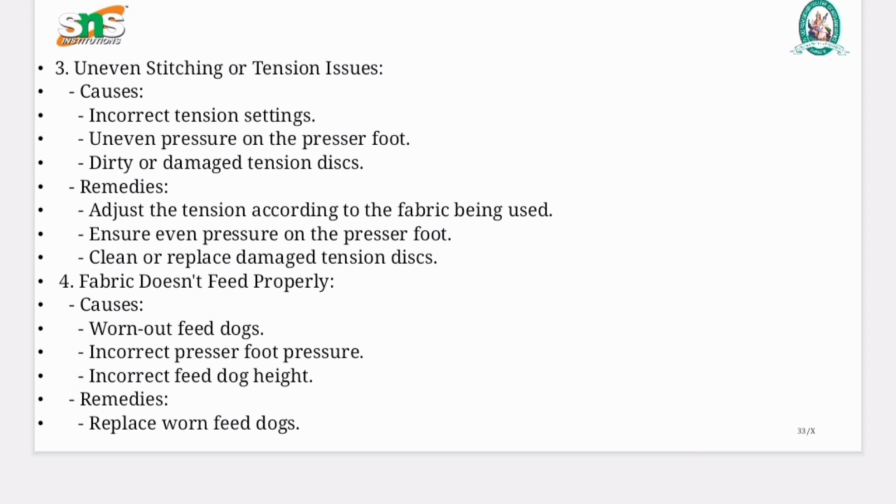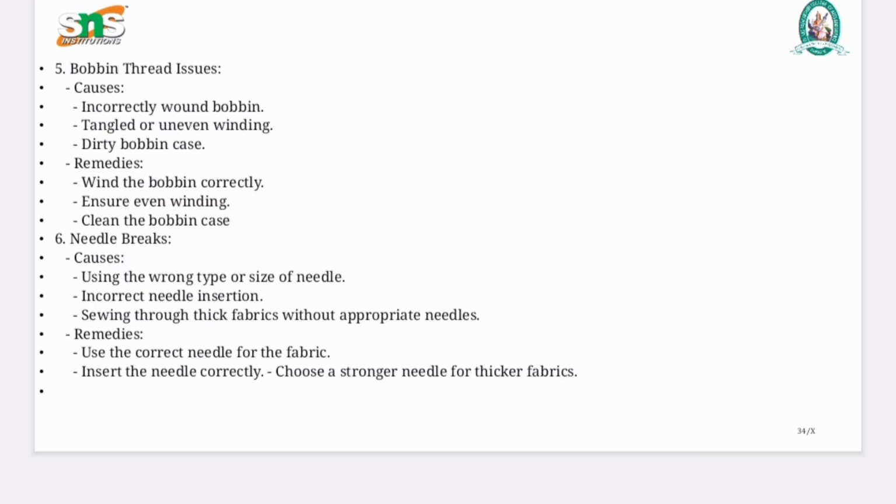Walking foot. A walking foot attachment is used for sewing multiple layers of fabric or slippery materials. It ensures even feeding of the fabric layers to prevent shifting. Quilting guide attaches to the presser foot and helps maintain even spacing when quilting. It is useful for creating straight or parallel lines of stitching.